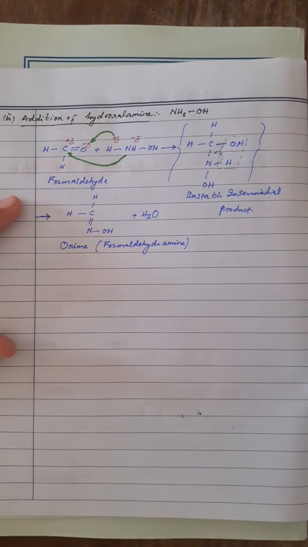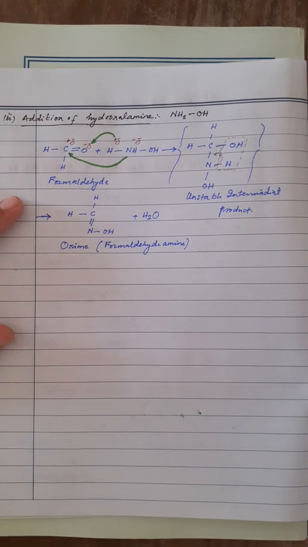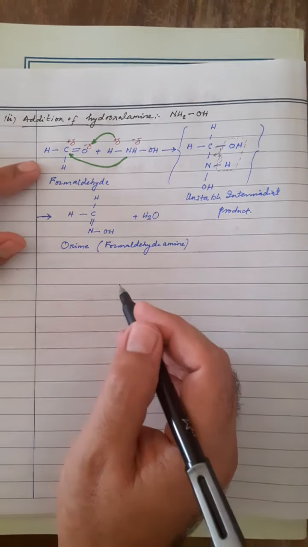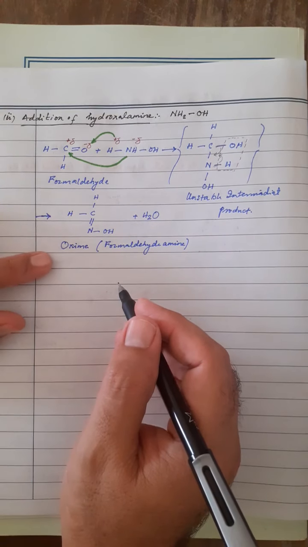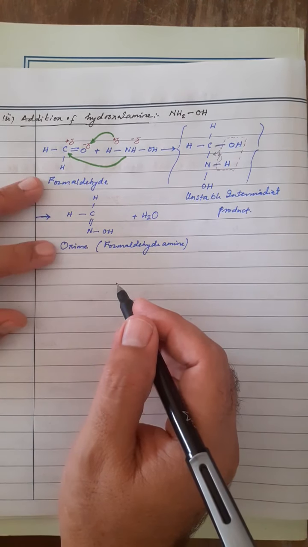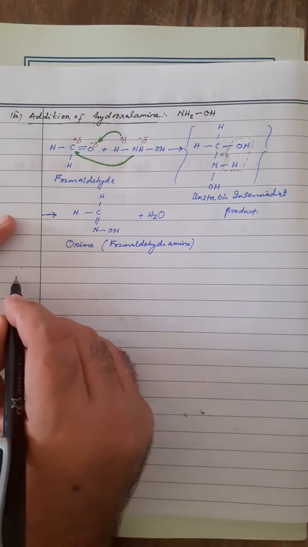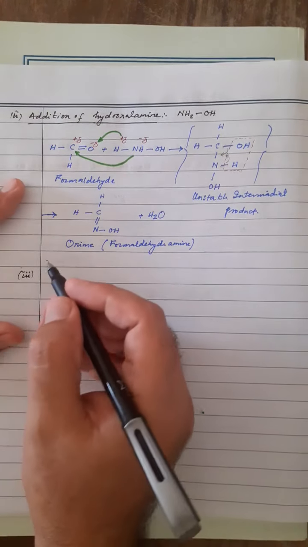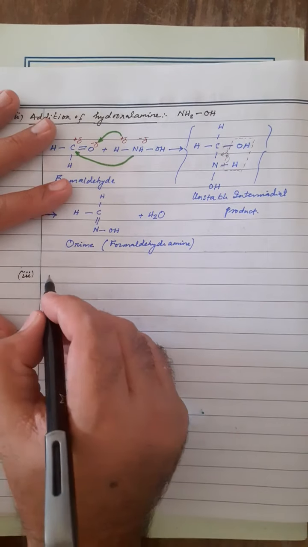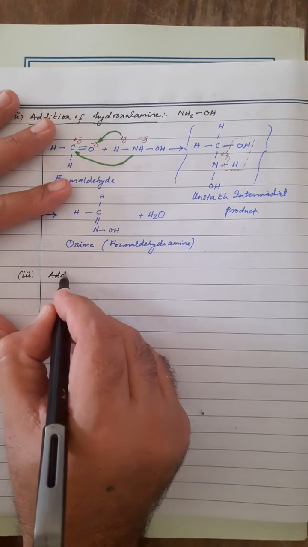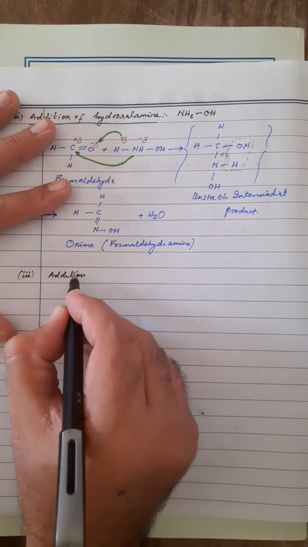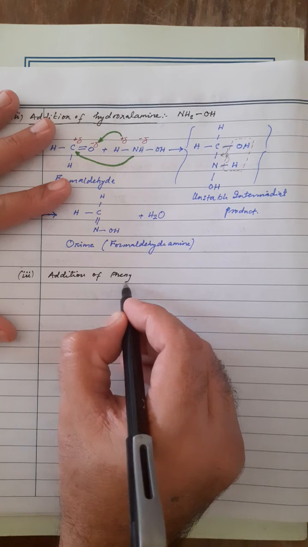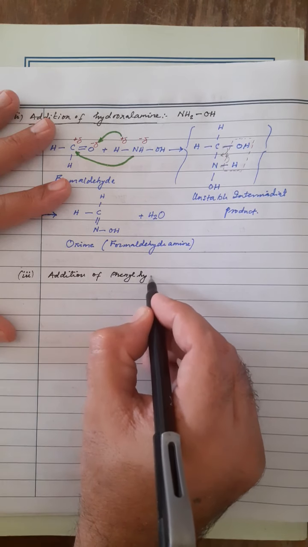Hope these things are clear now. This is the addition of hydroxylamine, converting formaldehyde to oxime. The third conversion is the addition of phenylhydrazine. Formaldehyde can add phenylhydrazine.